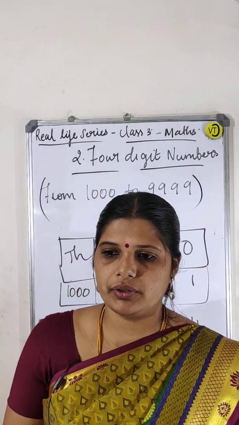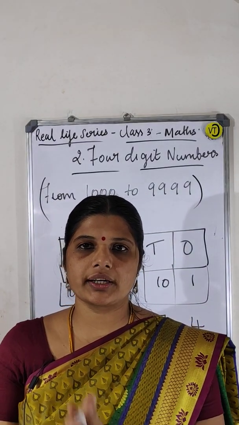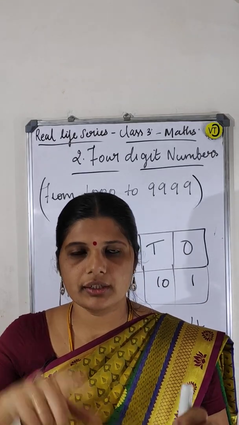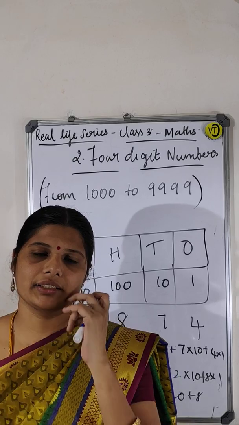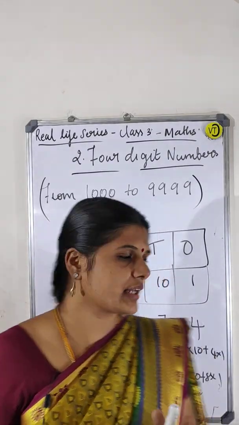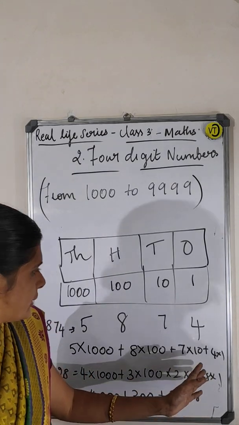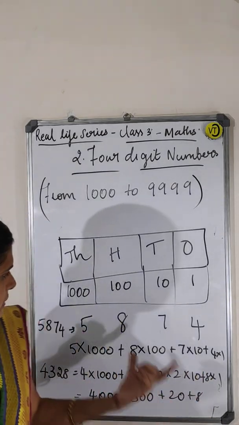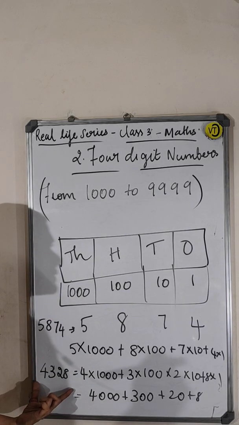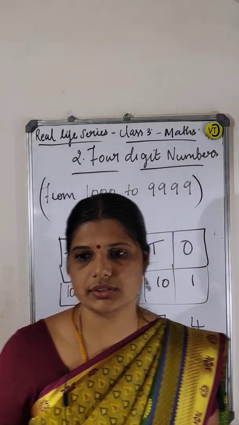I will tell you one more. One more question will be 6278. How can I write it? 6000 plus 200 plus 70 plus 8. This way you can expand it. Expanded means you can write this expanded form. This is a short form. That is short form. 4328 is short form. This is expanded form.